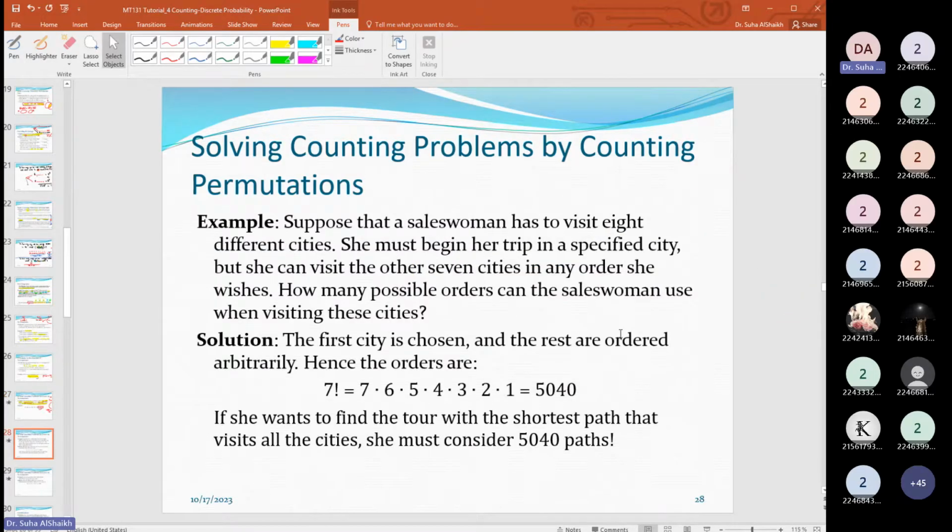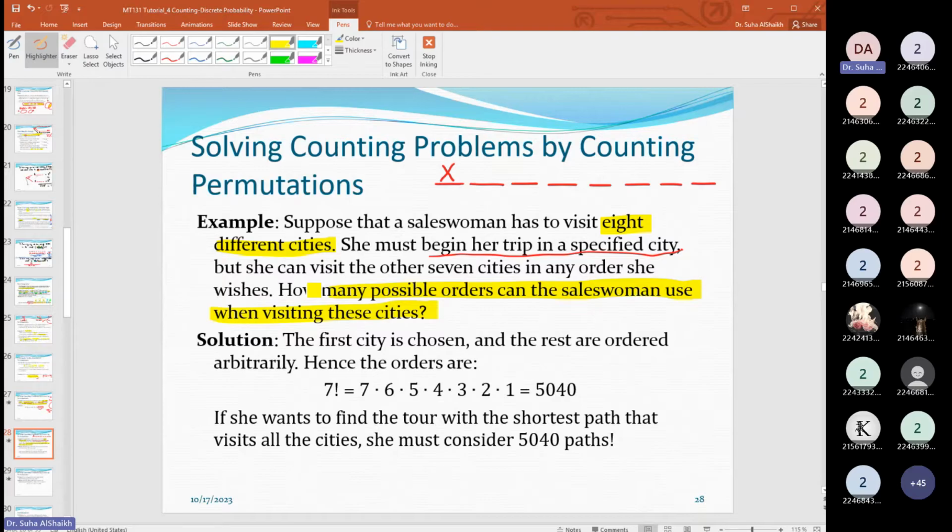Now suppose that a saleswoman has to visit 8 different cities. She's visiting how many cities? 1, 2, 3, 4, 5, 6, 7, and 8 cities. She must begin her trip on a specific city. فالبداية راح تكون ثابتة. راح تبدأ دائما من نفس السيتي. بيبقى كم مدينة؟ كم city راح تبقى؟ 7. She needs to travel around those 7 cities and I want to know in how many possible orders she can use to visit the 7 cities الباقية.